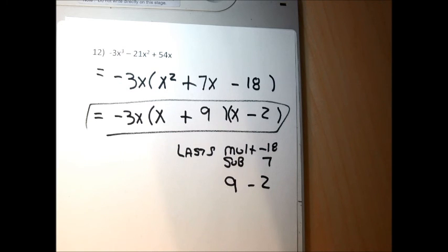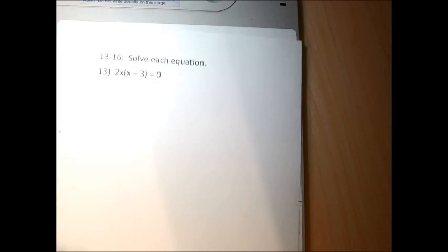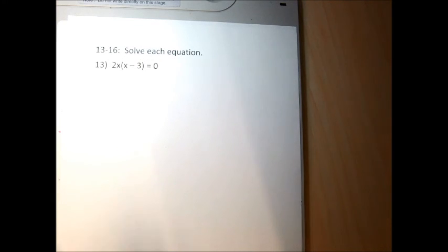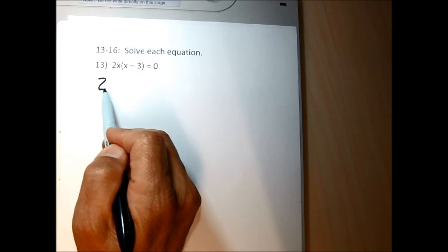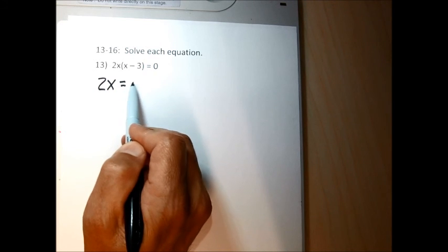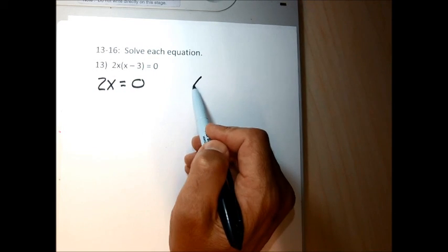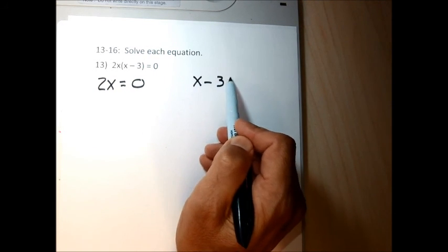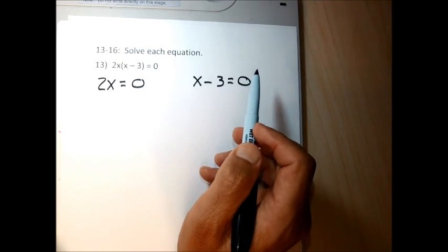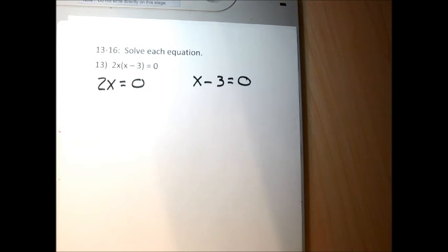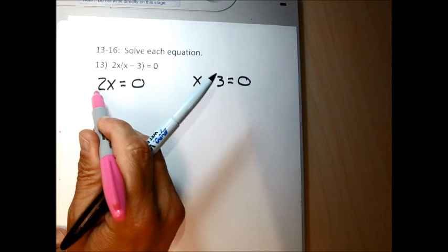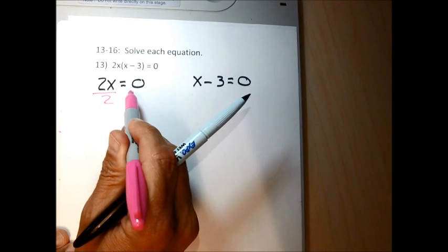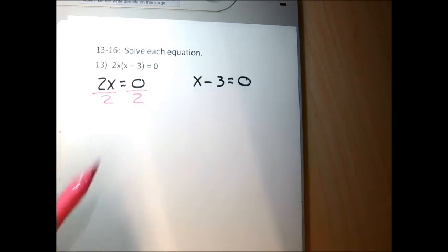So none of the problems up through 12 have had equal signs, so I haven't taken the time to take the parentheses and set them equal to 0. The next few problems have equal signs, and when we have problems that have factoring and equal signs, you're going to have to get numerical answers for x by taking each of the factors and setting them equal to 0. So problem 13 is factored and set equal to 0. I'm going to get 2 values for x because there's 2 factors. I'm going to set each of the factors equal to 0.